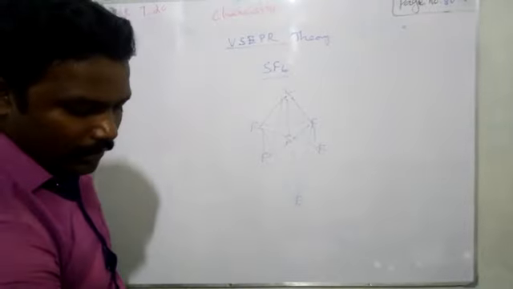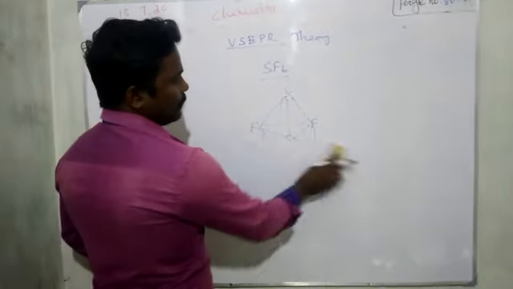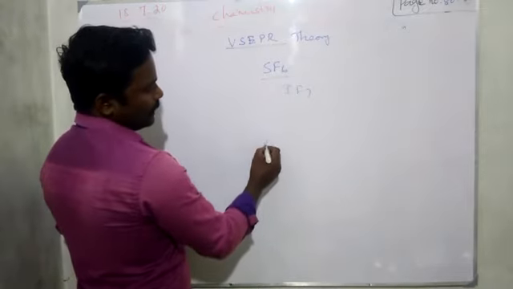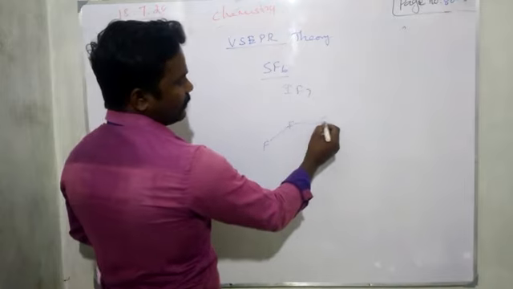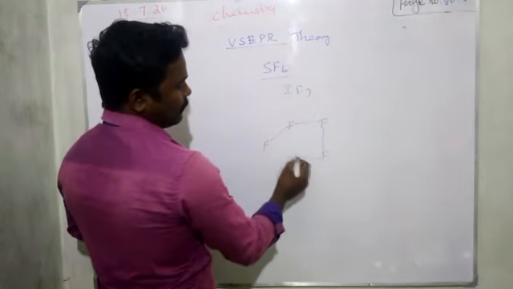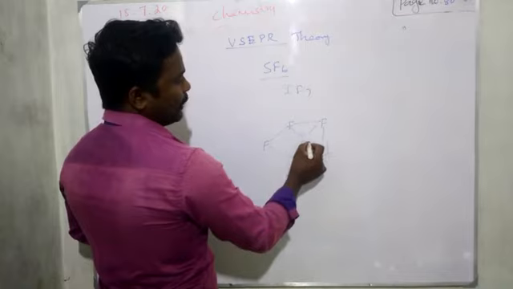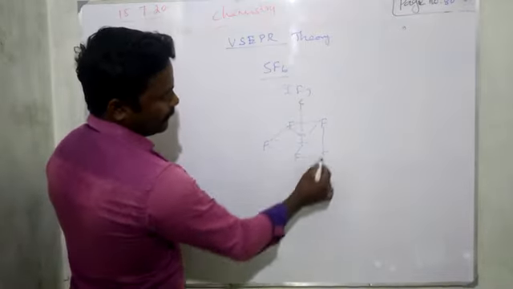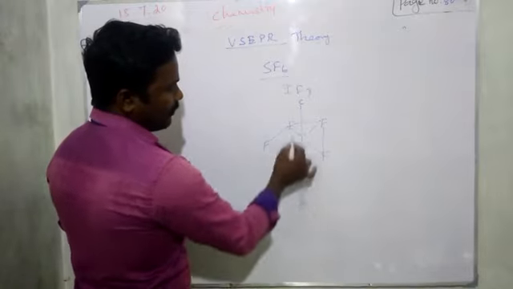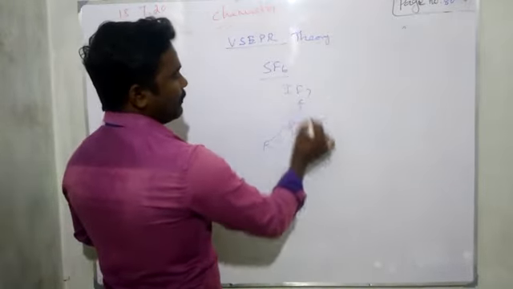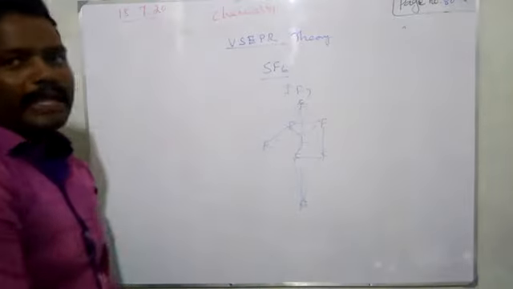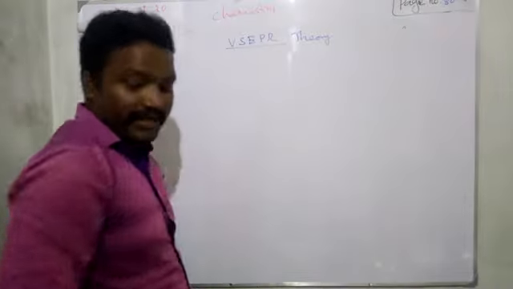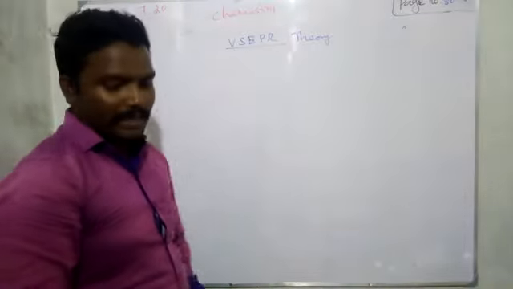Then we may have pentagonal bipyramidal. Best example, IF7. We have iodine, so one F, bottom F. So we have the pentagonal bipyramidal shape. So likewise we have many shapes, right? All those we can learn by using VSEPR theory.